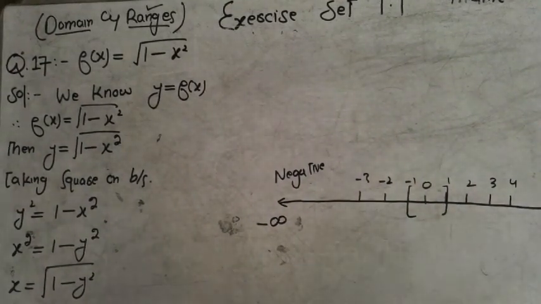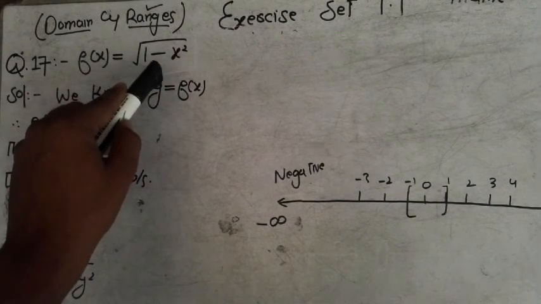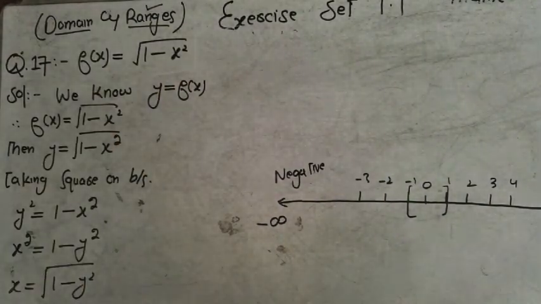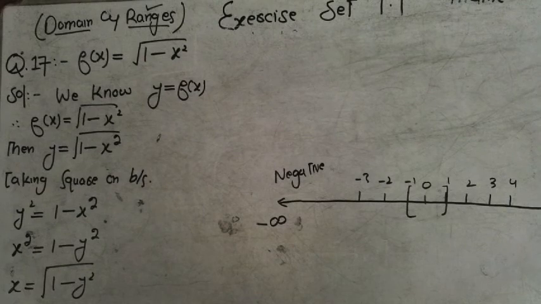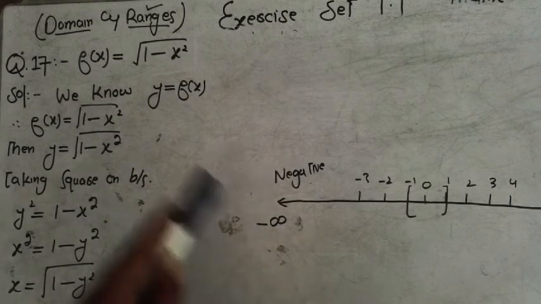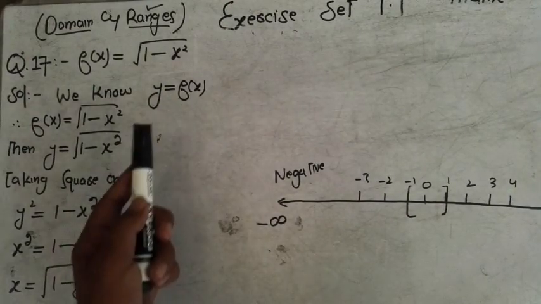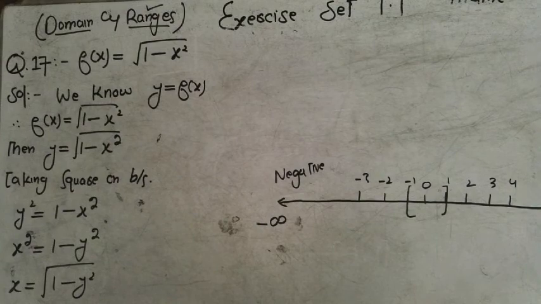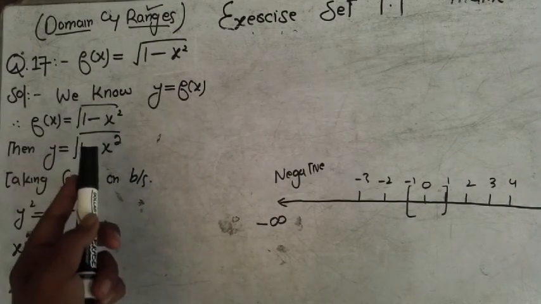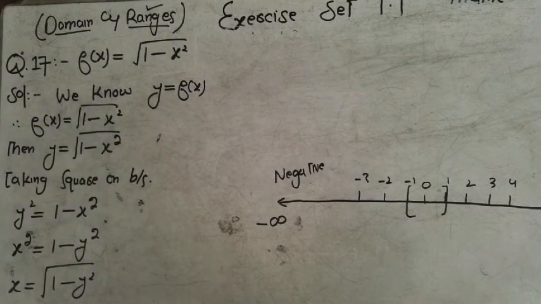So the given function is f of x, which is equal to the square root of 1 minus x square. All of you know very well about the function. The equation of the function is y, which is equal to f of x. So this is given that f of x is equal to the square root of 1 minus x square.